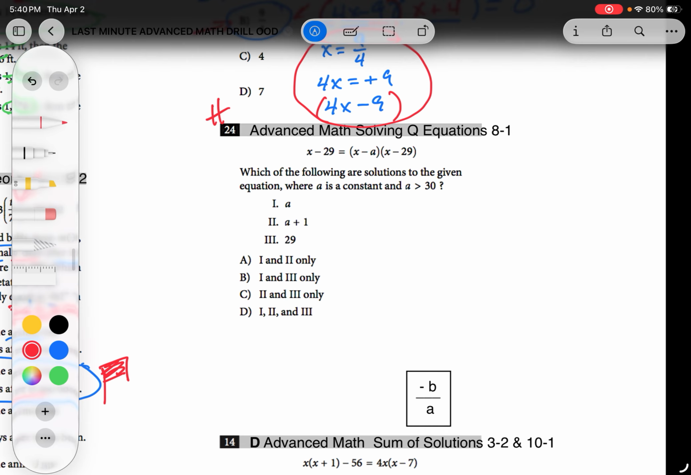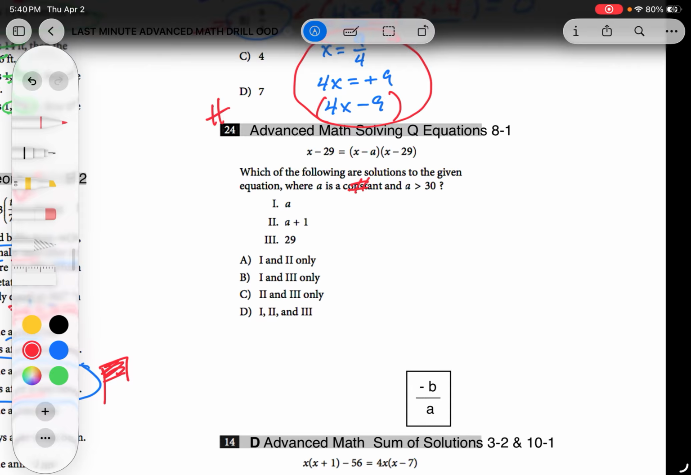All right, let's prove it. Let's take a look at this. We have x minus 29 equals x minus a times x minus 29. Reread the question. Which of the following are solutions to the given equation where a is a number and a is greater than 30?